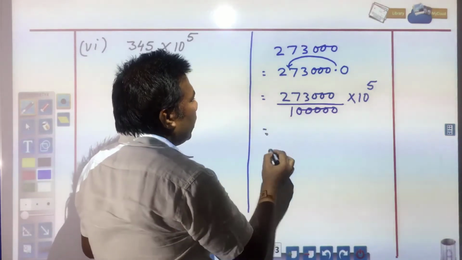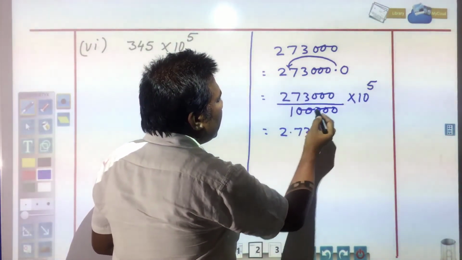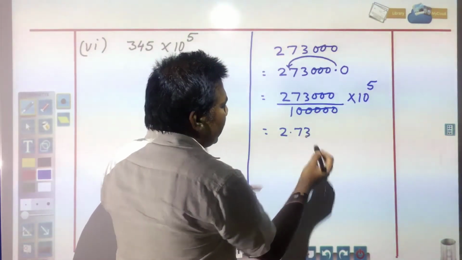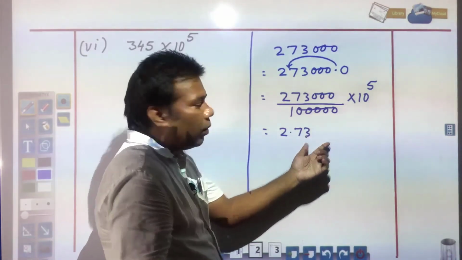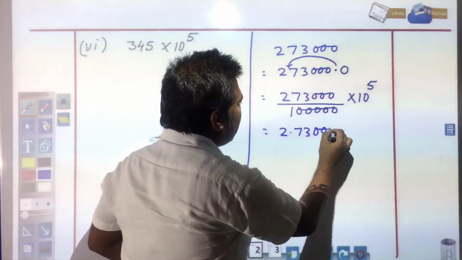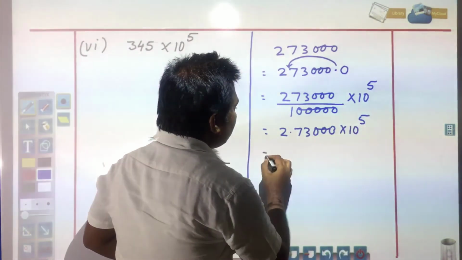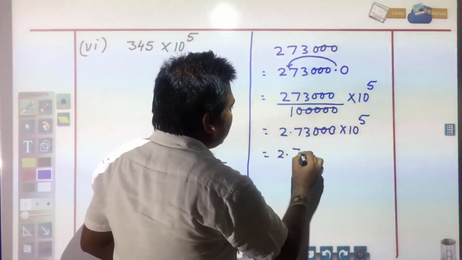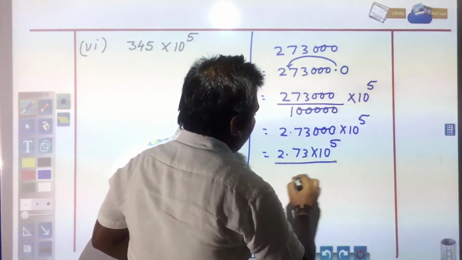So this will become 2.73. These zeros have no value now. If you want, you can write them, otherwise it is not required. It can be written as 2.73 into 10 to the power 5. This will be your answer.